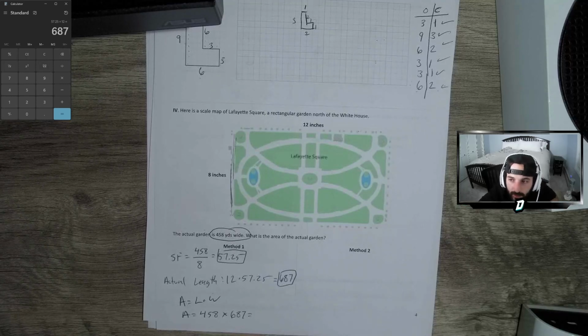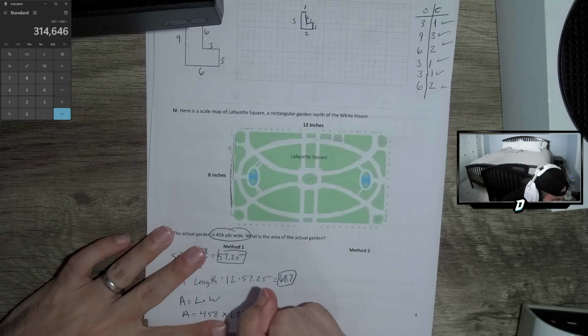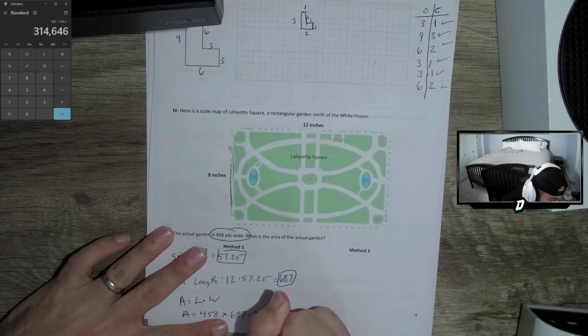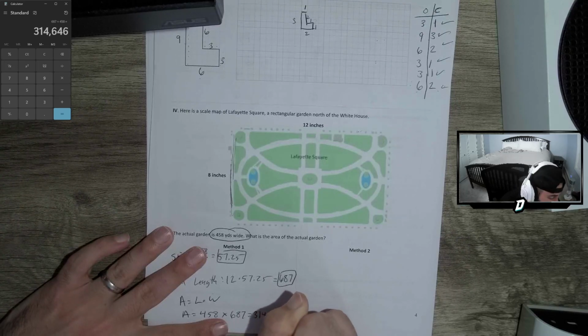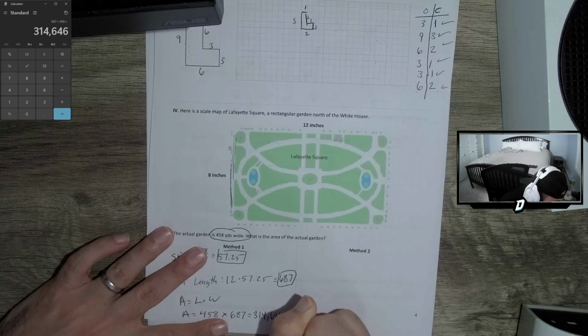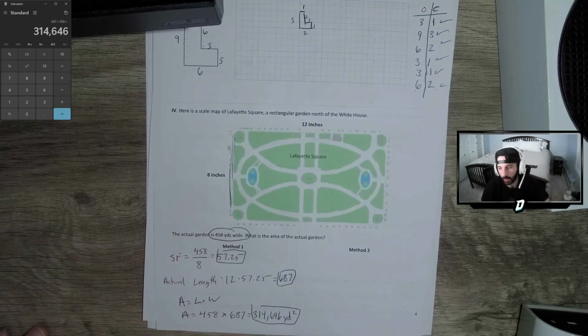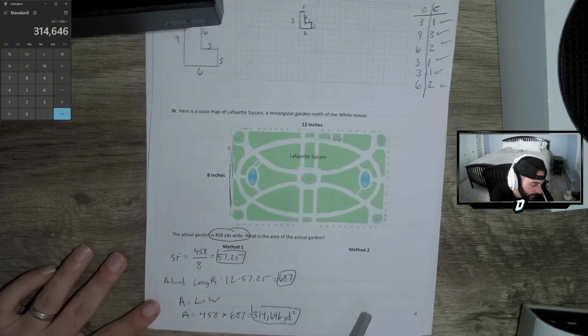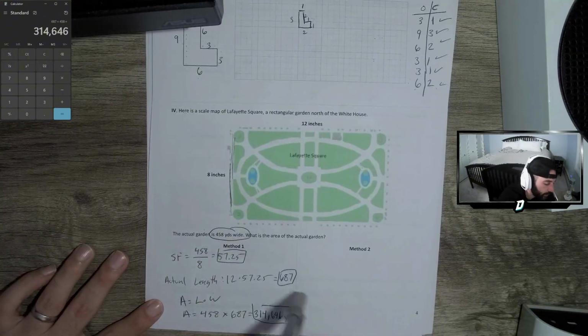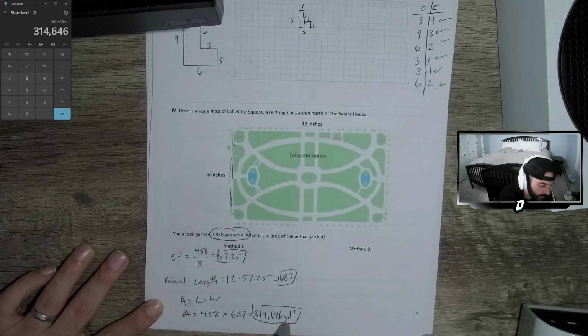And so I have 687 times 458. And this would have given me an area of 314,646 yards squared. So that's method one, where you get the actual measurements and then compute the area.